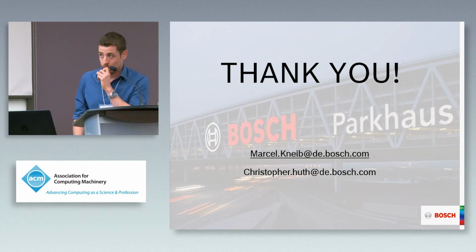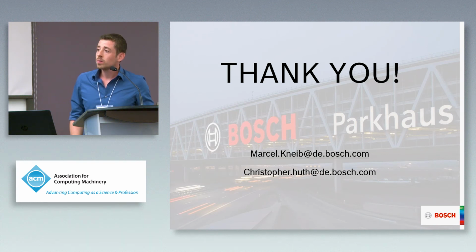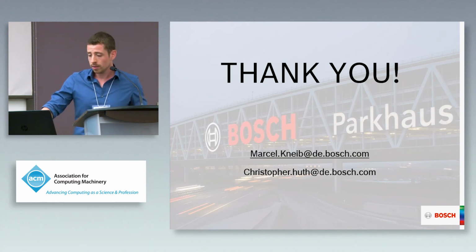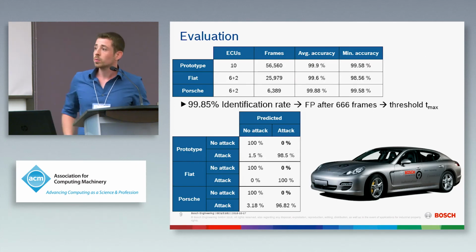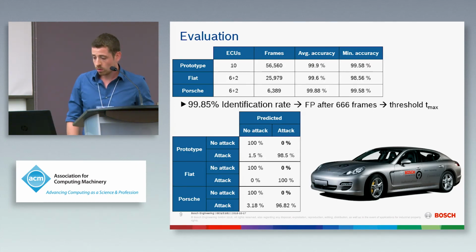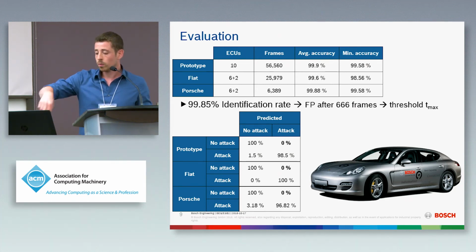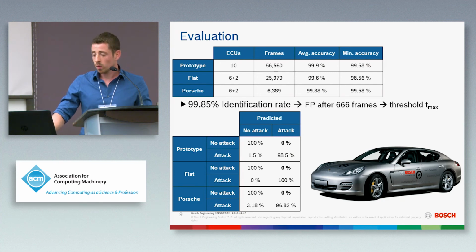Hi. I just wanted to ask a clarification. On slide 9, you put the evaluation table. The rows at the top, are they different test sets, or did you also train on that? I mean, were they just different test sets in which you tried to detect the attacks? You mean the prototype, Fiat, Porsche rows? The top part.